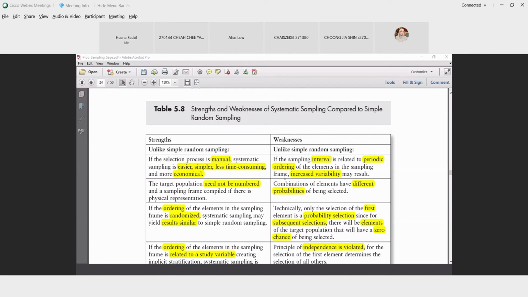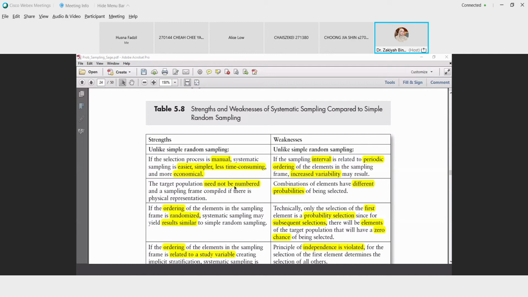Next, for the strengths, the target population need not be numbered. Easier, right? In fact, even without a sampling frame, you can still do systematic sampling as we discussed earlier. Remember, the kth person coming to the shop, to the clinic, or things like that, or passing through this exit.